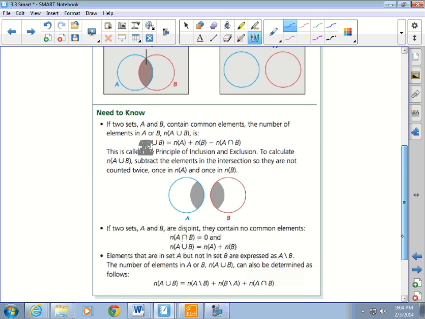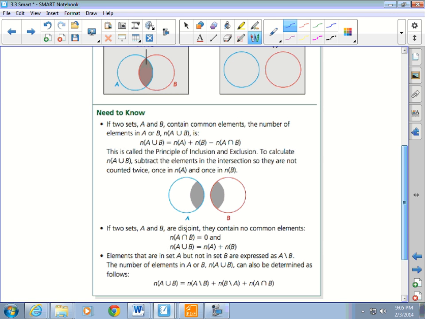The last part there says if 2 sets A and B have something in common, then the number of elements in A or B is the number in A plus the number in B minus that overlap. This is called the principle of inclusion and exclusion. To calculate the number of A union B, subtract the elements in the intersection so they are not counted twice. Otherwise you'd be counting this gray area once and then again. If 2 sets A and B are disjoint, they contain no common elements. So the intersection of A and B would be 0, but A union B would be adding both of those together.